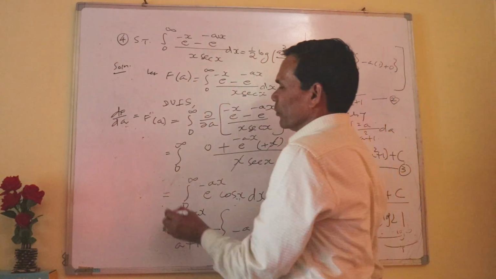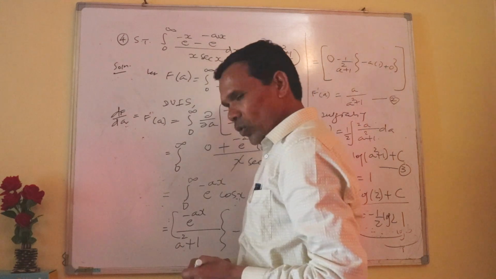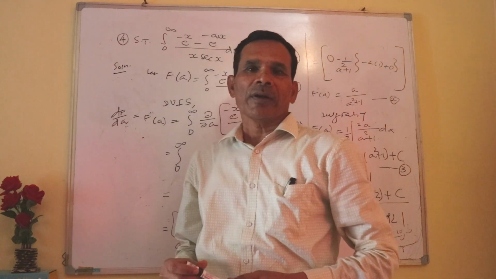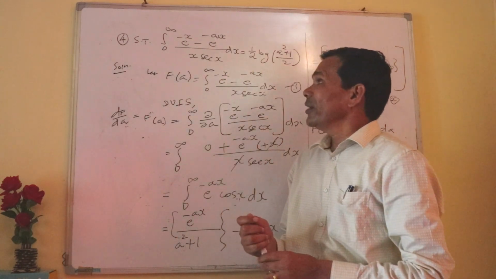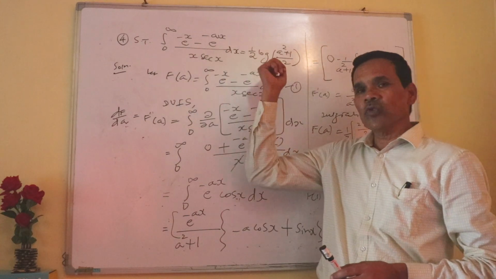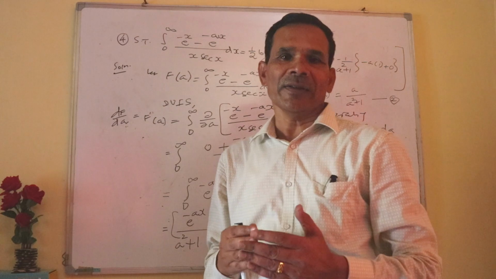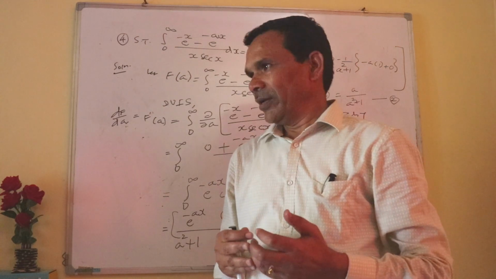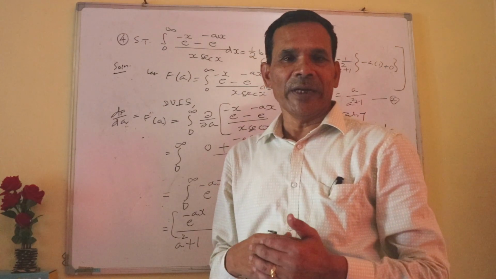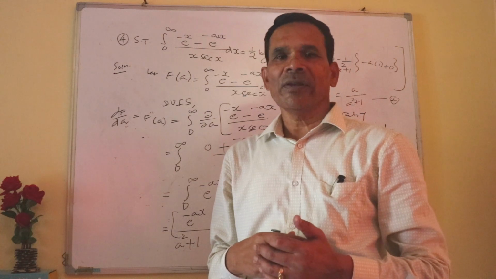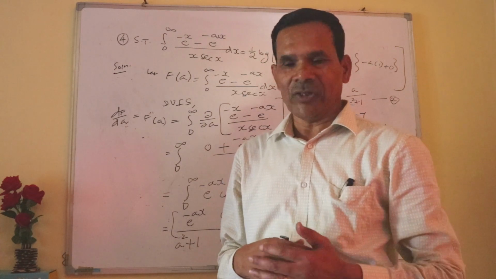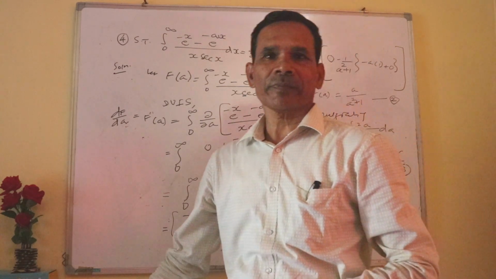So this is the way you can apply the rule number 1 for differentiation under the integral sign. It is very useful for evaluating certain improper integrals if it is not possible to find the value of that integral by traditional methods of integration. Okay.